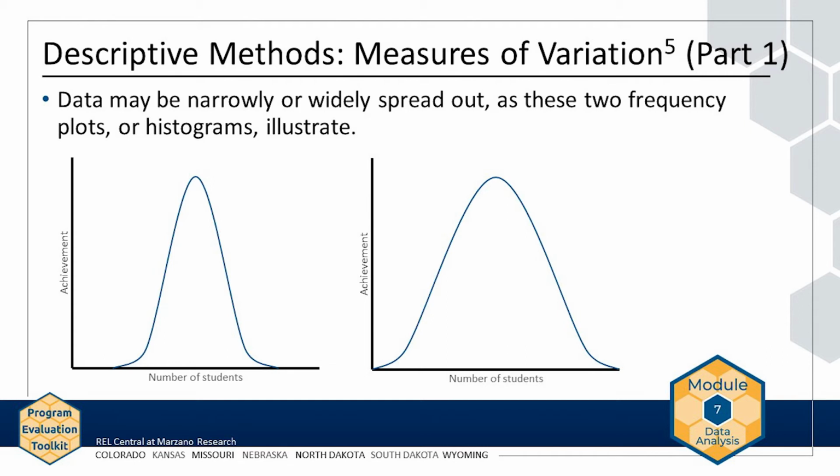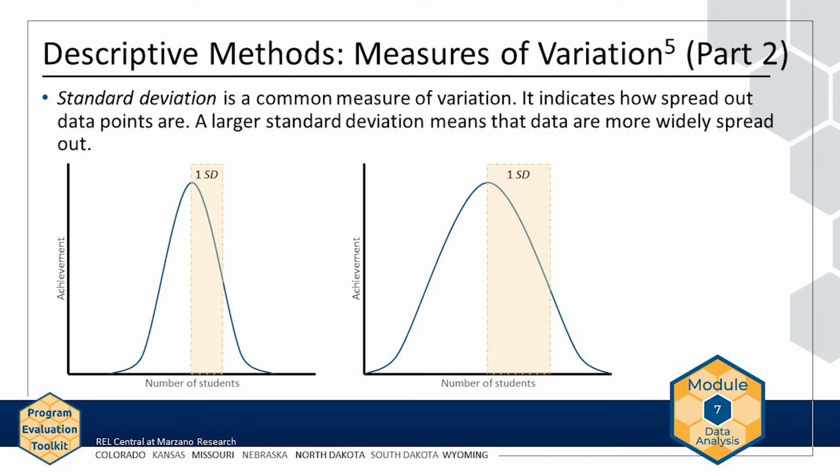It is important to understand the spread of a distribution because it describes the entire sample better than averages do. In this example, the students represented in the histogram on the right have more variation in their levels of achievement than the students represented in the histogram on the left do. You would not understand this by looking at only averages.